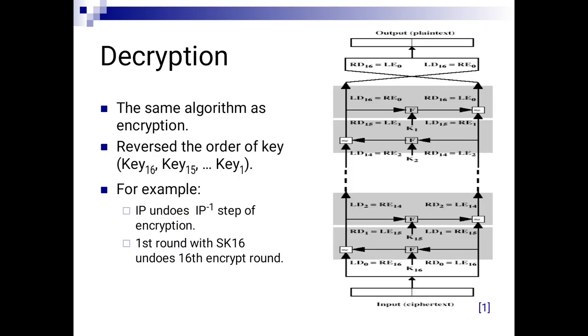This is the description, and this algorithm is encryption. For decryption, reverse the order of keys. It reads the keys in reverse order. You are seeing on the screen 16, 15, 14, like that the keys are read in reverse order. For example, IP undergoes the steps of encryption, and the first round with SK16 is the 16th encryption round. If the subkeys go up to 16, it reads 16 first, then 15, then 14, in reverse order.